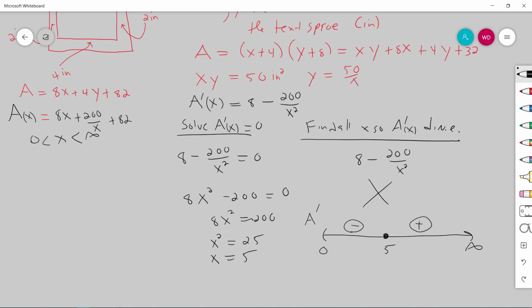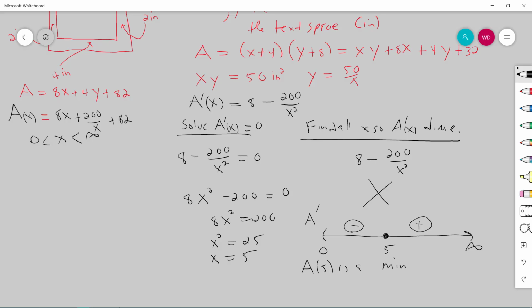And since the function is continuous at 5, I know that A of 5 is a relative min. But it's the min of the function, because the function value always decreases until x is 5 and then always increases afterwards. So A of 5 has to be actually the minimum of the entire function.